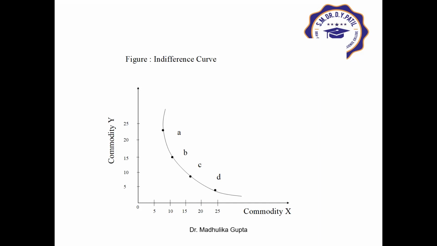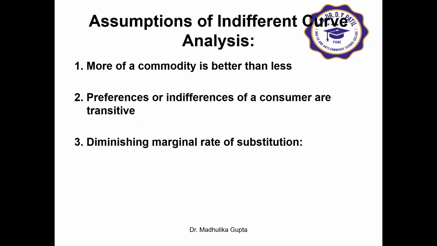So indifference curves are heuristic devices used in contemporary microeconomics to demonstrate consumer preference and the limitations of the budget. Recent economists have adopted the principle of the indifference curve in the study of welfare economics as well, right? So there are different assumptions of this particular analysis.